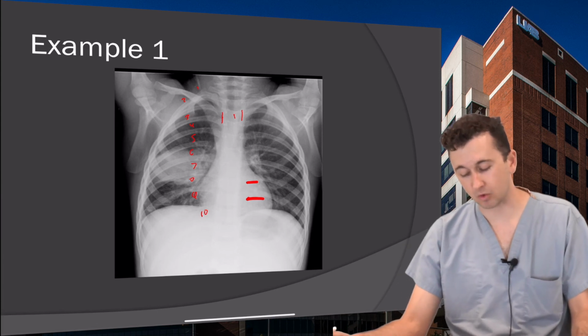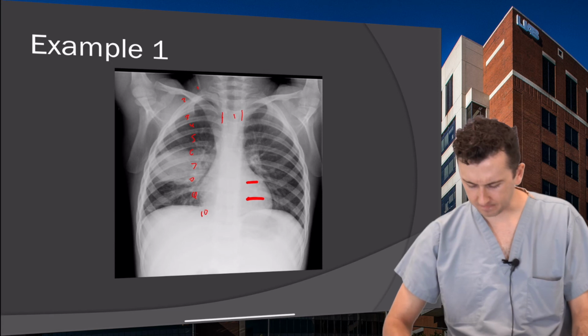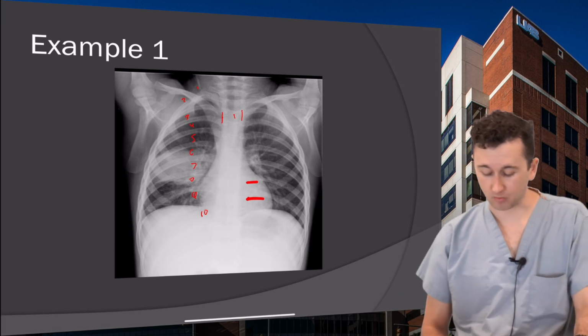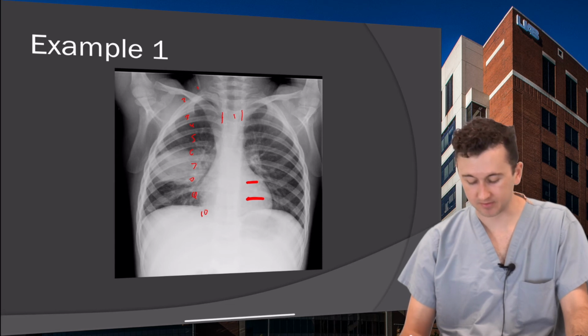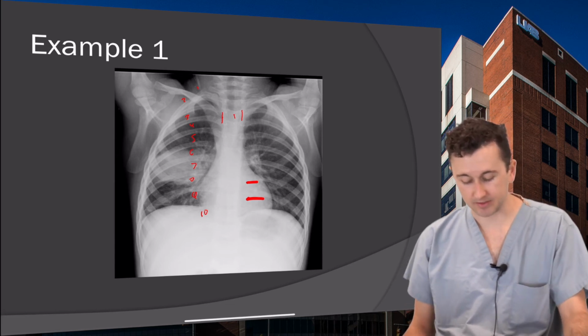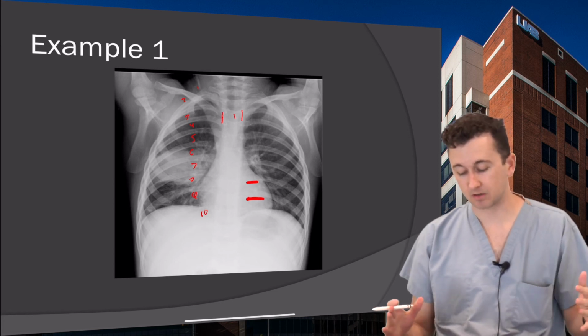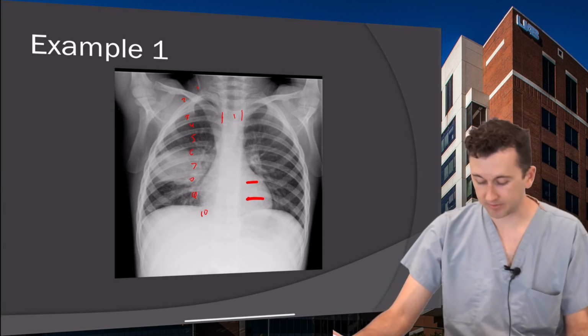So now let's start working through our alphabet. Again, look at the airway. I'm not seeing any deviation here. Airway otherwise looks okay. Glance at your bones for B. Again, this is a kid, so you're going to get a bigger view of their bones, but glance at the clavicles. I don't see any fractures there.